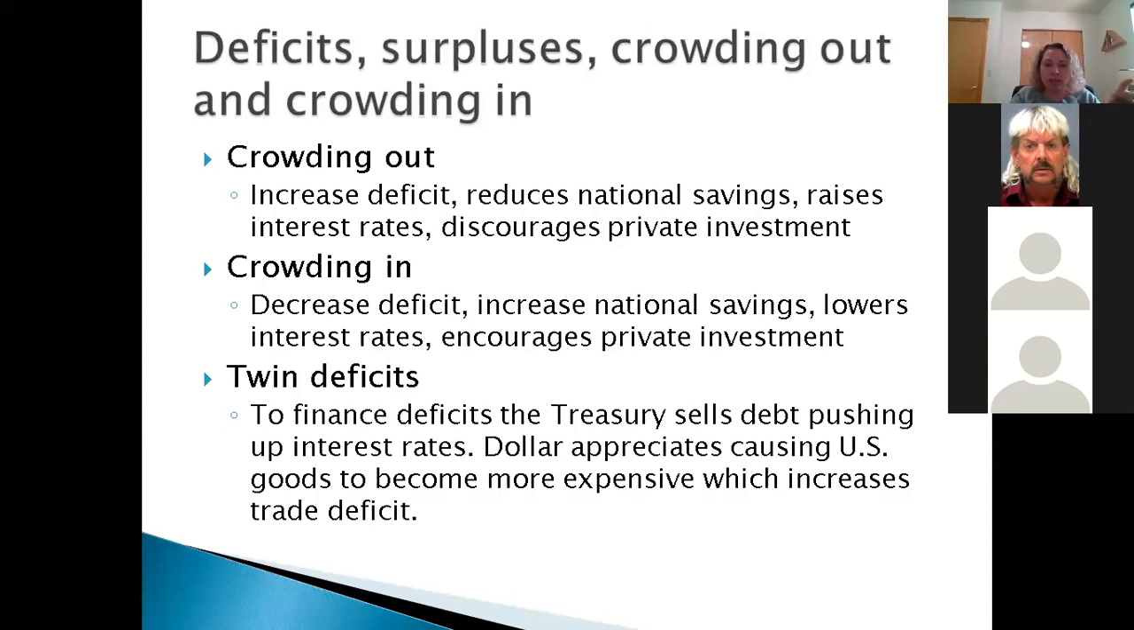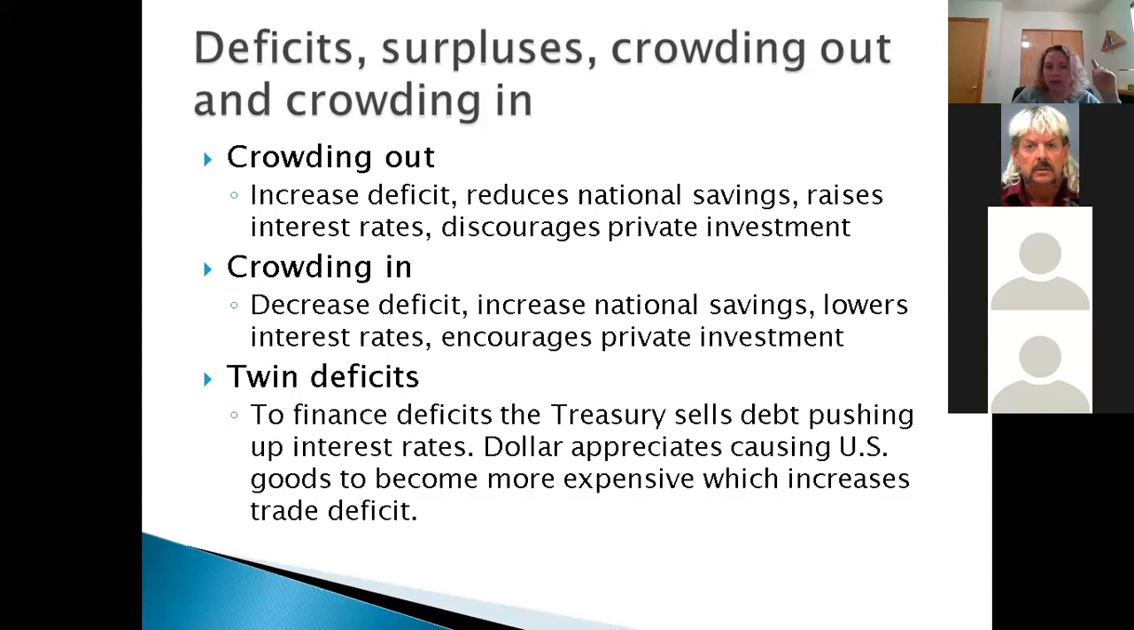So we talk about the twin deficits. The twin deficits is a combination of a budget deficit for the government and deficits in terms of trade. So we haven't talked about international trade yet in this class. I think it's the last chapter that we cover, but we do have a trade deficit in this country. Trade deficit means we import more than we export.